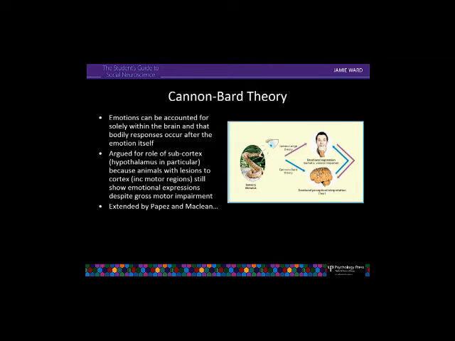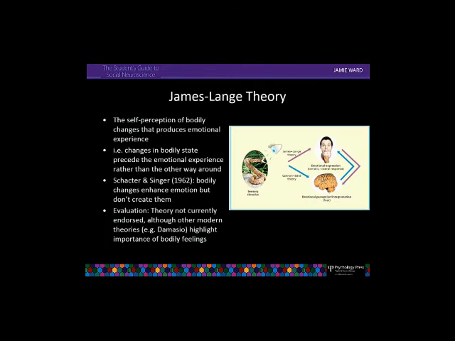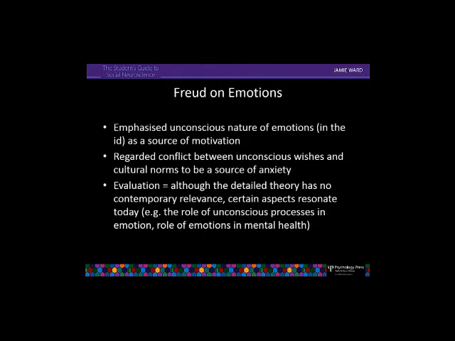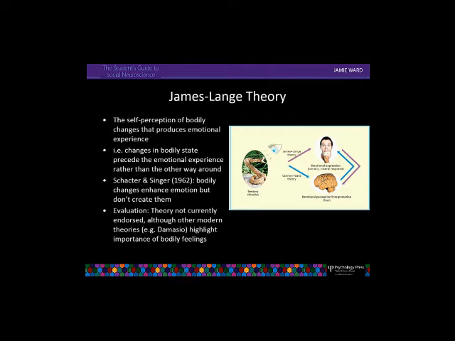So Cannon-Bard differs from James-Lange, Freud and Darwin in that this was an explicitly neurobiological theory. They tried to locate emotions in one particular part of the brain, and they put it in the hypothalamus.